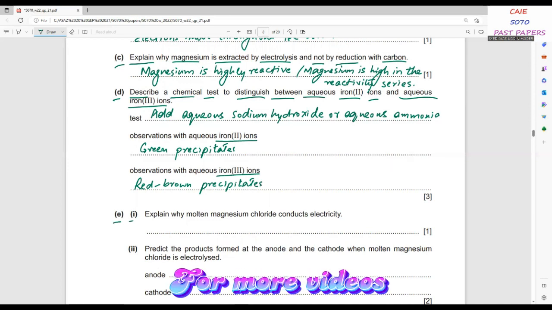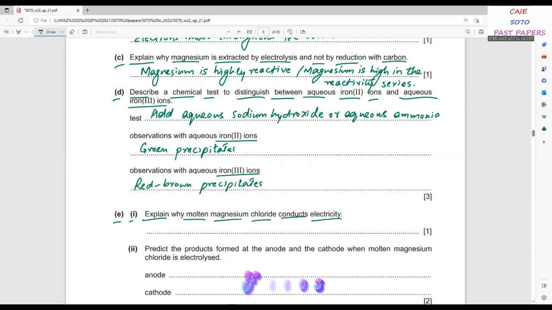E. Number 1. Explain why molten magnesium chloride conducts electricity. Magnesium chloride is an ionic compound. And ionic compounds conduct electricity either in the molten state or when dissolved in water. And there's only one reason: whenever their ions become free. So you write ions can move or ions are mobile.